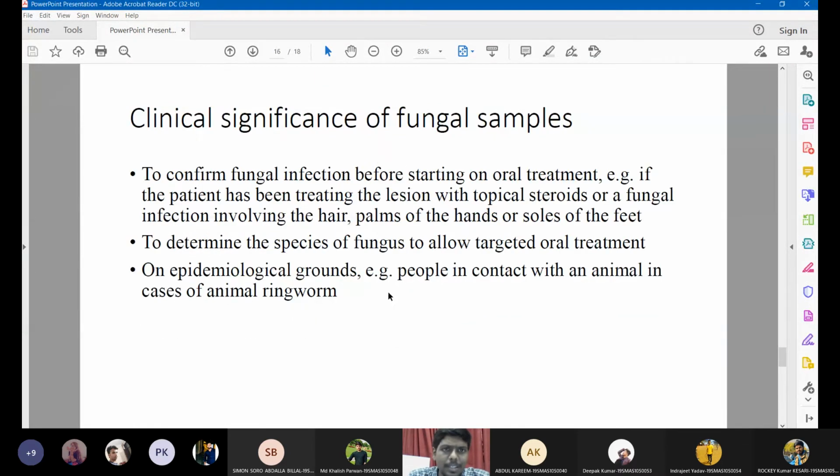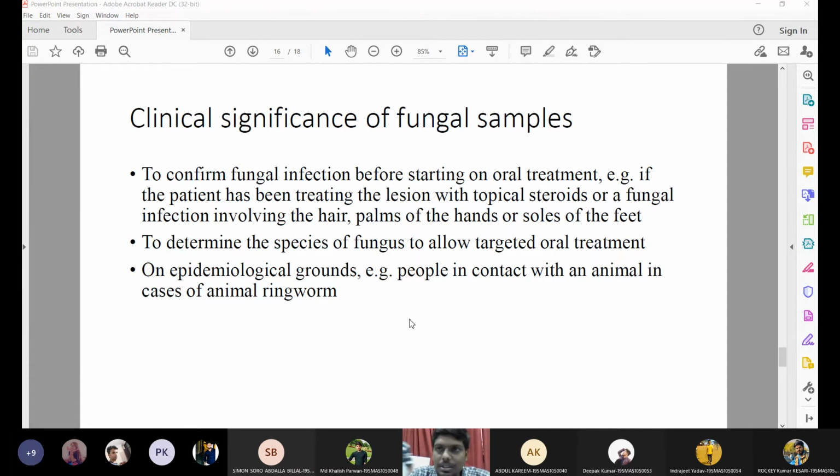Okay. Then what is the clinical significance of fungal samples? I need not say much about clinical significance. Simply in a nutshell, the major clinical significance is that we are able to identify what type of fungal infection the patient got. Okay. Just a second, students.